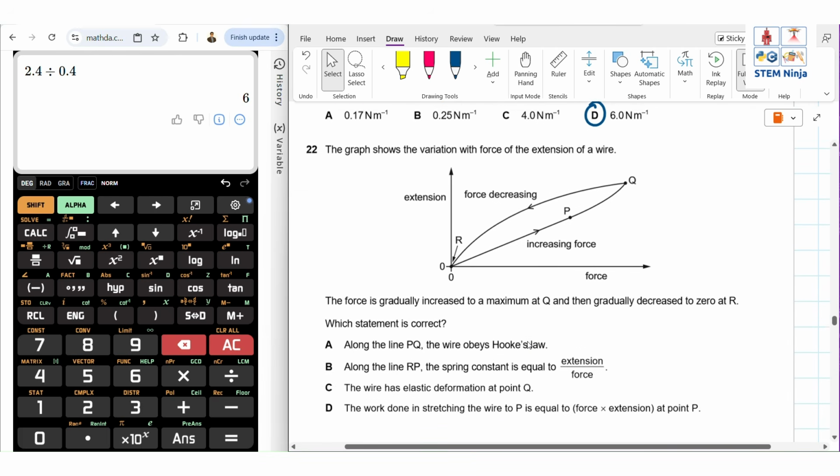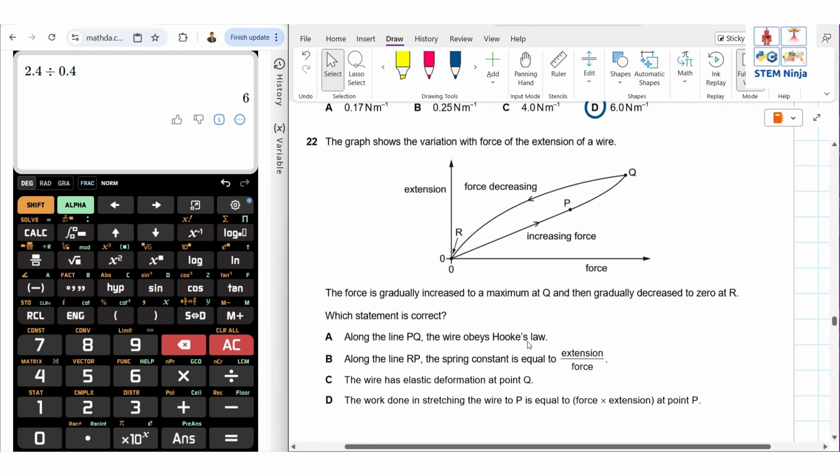The graph shows the variation with force of the extension of the wire. The force is gradually increased to a maximum at Q and then gradually decreased to 0 at R. Which statement is correct? Along the line PQ, the wire obeys Hooke's law. No, Hooke's law means straight line. It would be from 0 to P basically, if we want to say Hooke's law.